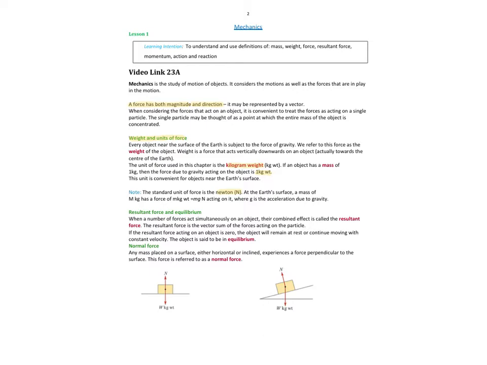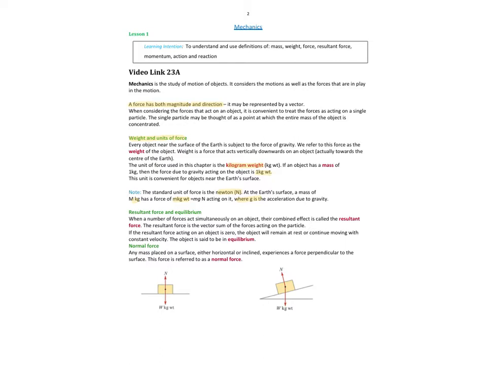So a mass of m kilograms has a force of m kilogram weights, which is mg newtons. Typically we might talk about how a particle of say 5 kilos is experiencing a force of 5 kilogram weight or 5g newtons. That's how we might reference it, but this year we're going to work mainly with kilogram weight.